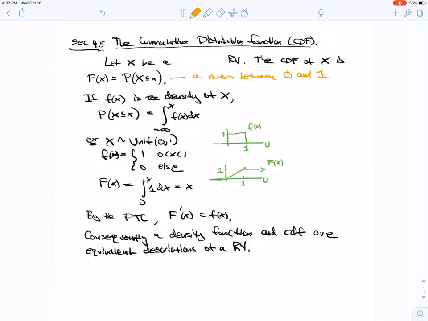So the density is f of x, and the CDF is the probability that X is less than or equal to x, which is the integral from minus infinity to x of the density. So for example, if X is uniform, then f of x has non-zero values for x between 0 and 1, and so the CDF is just the integral from 0 to x, which is just x.